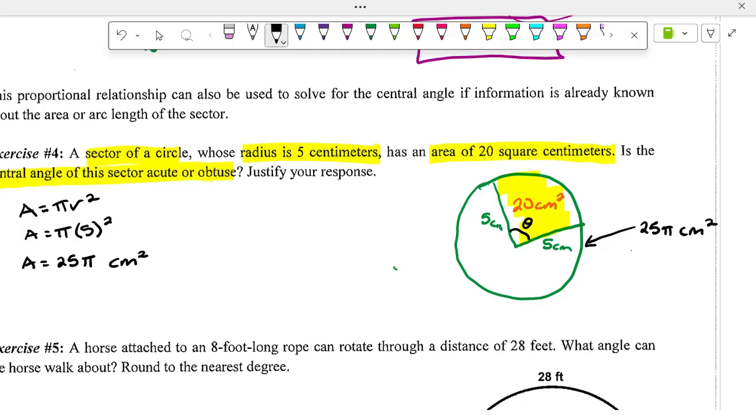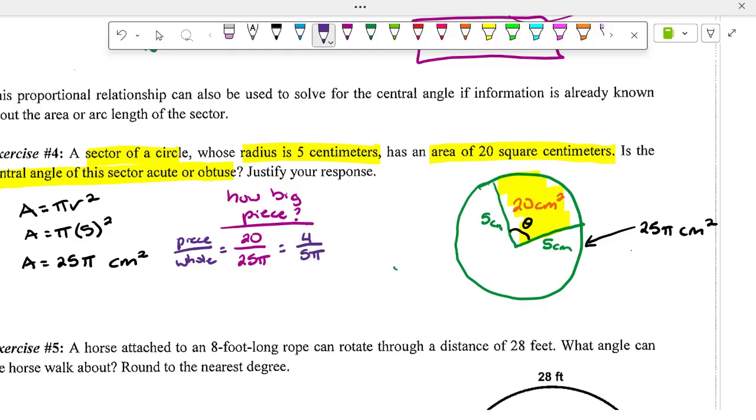So we want to know how big the piece is, and to do that, we're going to do 20 divided by 25 pi. In other words, it's the piece over the whole, whether that piece is in degrees or radians or centimeters squared. As long as you have both the piece and the whole, you can divide them. So if I simplify that down, this would be 4 over 5 pi. And I'm just going to leave it like that for right now.